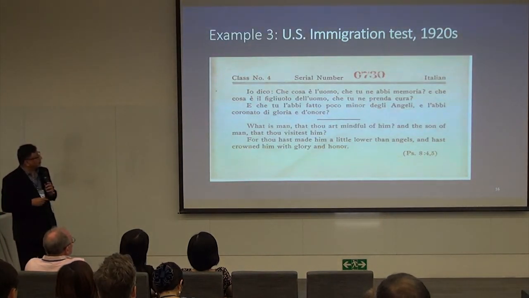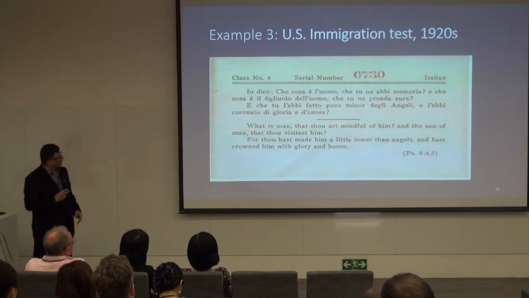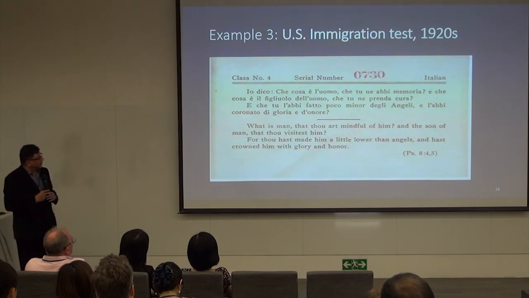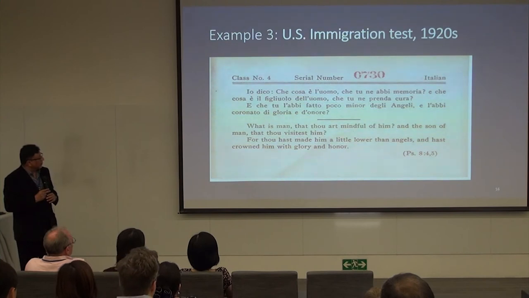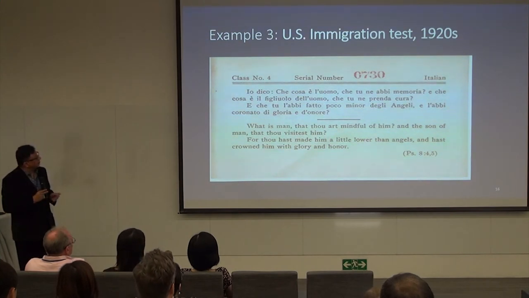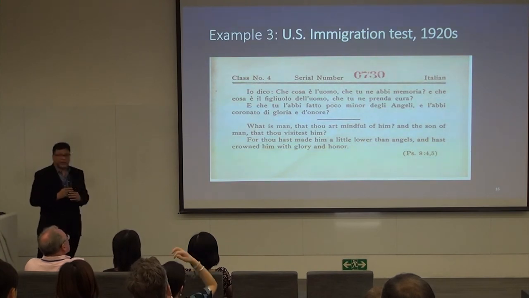Here's a card which has Italian on top and English at the bottom. Now, if you don't read Italian, if you read the English: What is man that thou art mindful of him, and the son of man that thou visitest him? For thou hast made him a little lower than angels, and hast crowned him with glory and honor.